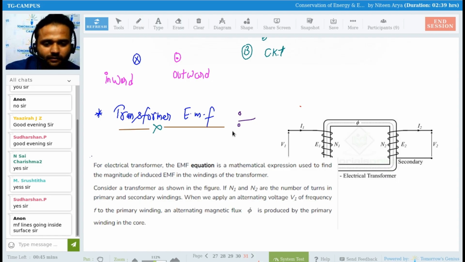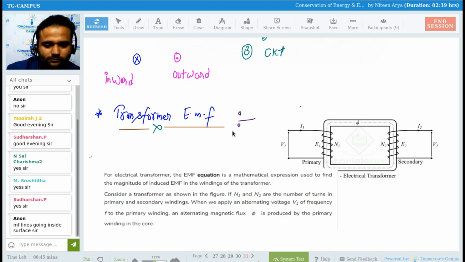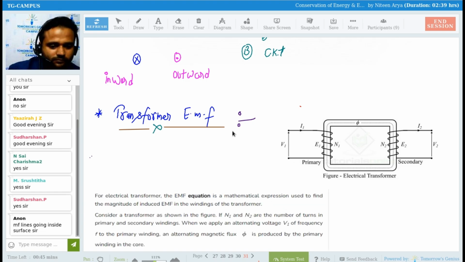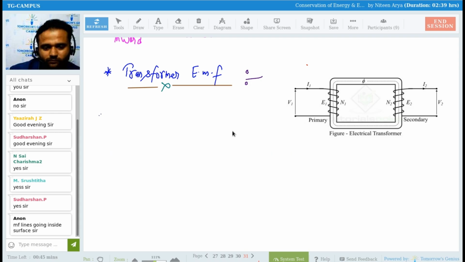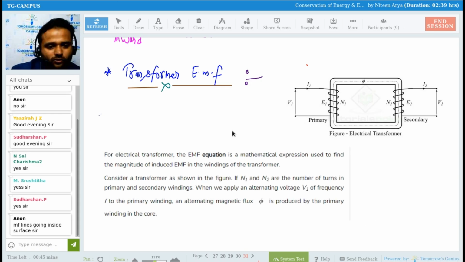Is this clearly visible? Yeah. Okay. So what we are doing here for an electrical transformer, what is a transformer? The EMF equation is a mathematical expression used to find the magnitude of induced EMF. What is happening here in general? Suppose, very easy, very basic.